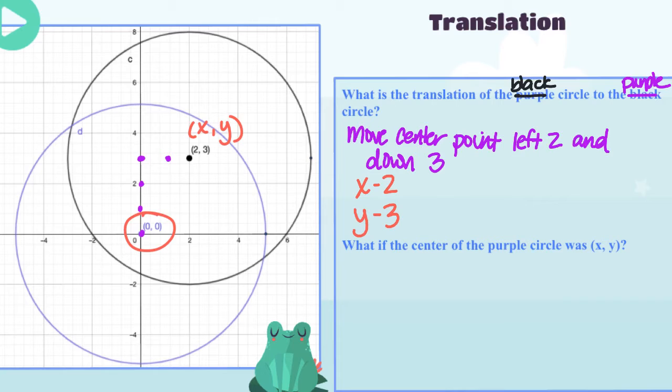Now, if we were to write this as an ordered pair in and of itself, if the center of the purple circle was x, y, we would have to write it as x minus 2, y minus 3. And notice how I put that as a parentheses inside a parentheses, but a better way of writing that would actually be with a bracket.